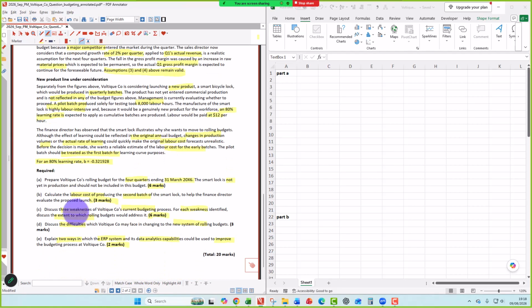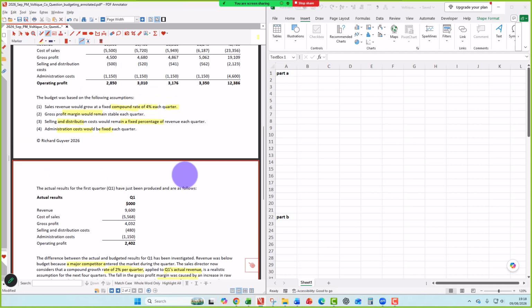So the first part is we need to prepare the rolling budget for 4 quarters ending 31st of March 2066. So I've just set up a spreadsheet here. Sometimes you're given the template, which obviously helps and makes it more efficient in the exam. Try to be efficient with your spreadsheet work. Don't write very long labels. Don't spend too long trying to format it, trying to make it look pretty. You won't get any additional marks for making it look pretty, but certainly do try and make it clear as to what you are showing here.